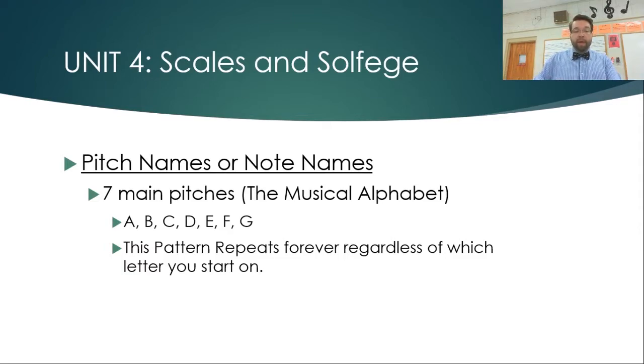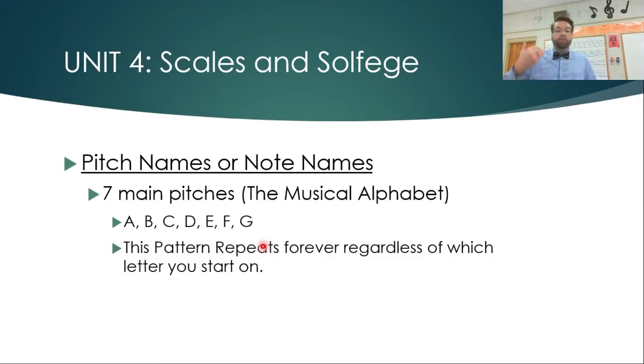There's a reason for why we have this system here, but we're not going to get into those details just yet. Okay, we'll get into those a little bit later. But we have 7 pitch names: A, B, C, D, E, F, and G. That's our musical alphabet. This same pattern, exactly as it's shown here: A, B, C, D, E, F, G.